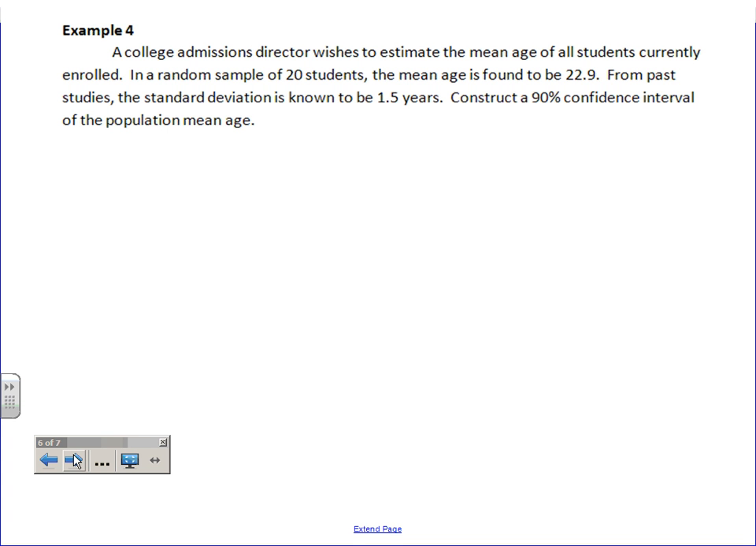So do we actually know sigma? Yeah, we do. So do we need S then? No, because we've got sigma, we're good, okay? To be 1.5 years. Construct a 90% confidence interval of the population mean age. Okay? So try and use all the stuff that we've talked about today to give me an interval that would make me 90% confident that I actually got the right answer in there. And I'll pause it while you do that.